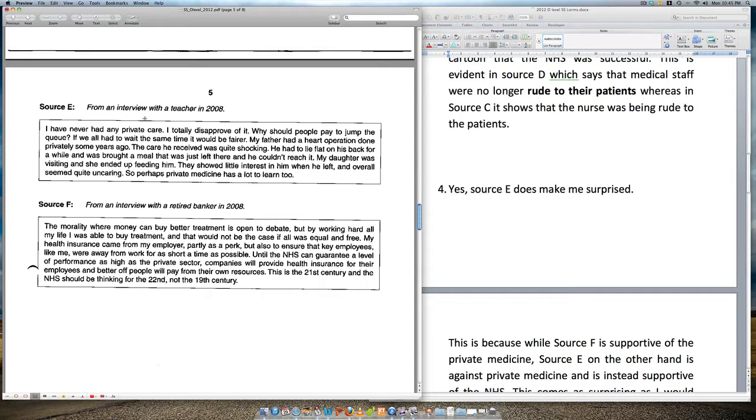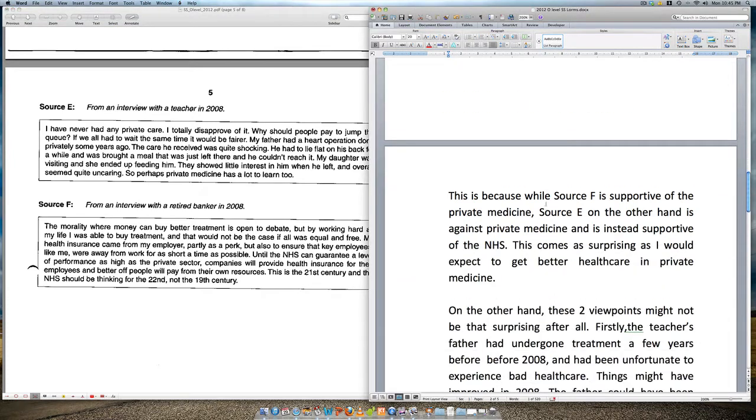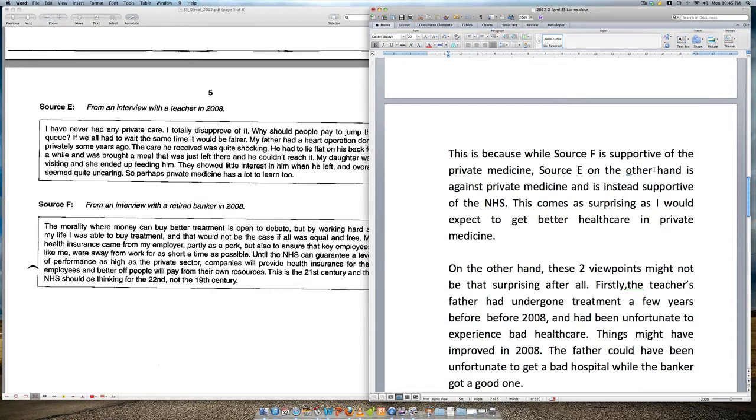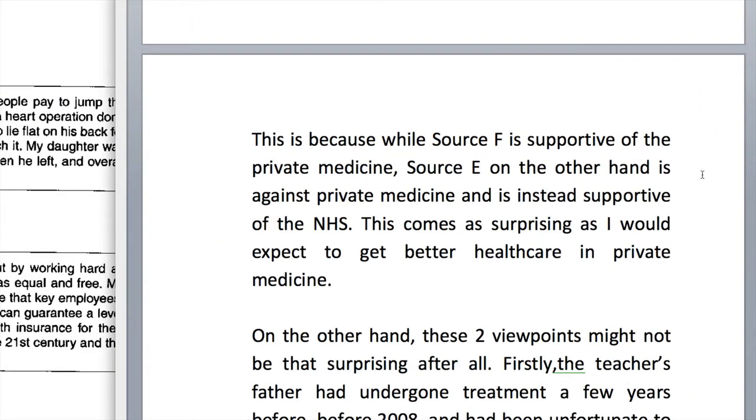Try and act surprised. Now, what are you supposed to be surprised about? Let's take a look at the answer. I mentioned that the source makes me surprised because source F is supporting private medicine, while on the other hand, source E is against private medicine. This comes as surprising. Please tell me why it's surprising. Because you would expect to get better healthcare in private medicine.